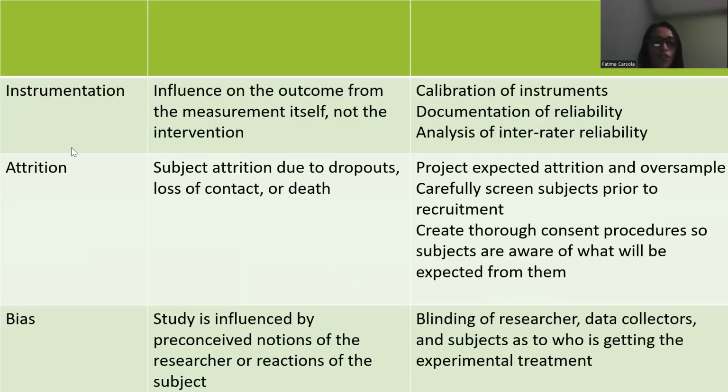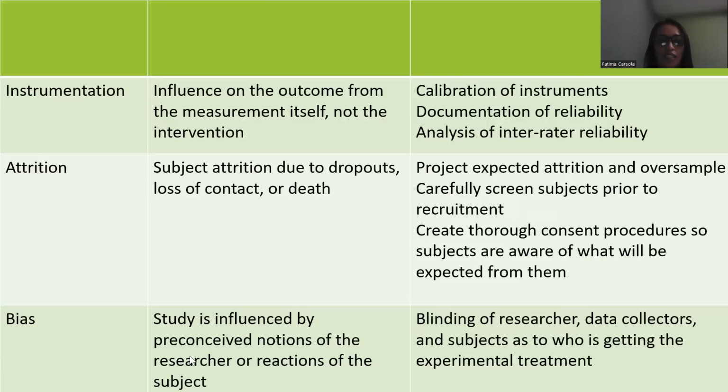And instrumentation, influence on the outcome from the measurement itself, not the intervention. So what will you do? You have to calibrate the instrument, document the reliability, and analyze the inter-rater reliability, as we have mentioned last time. Attrition: subject dropouts, loss of contact. You have to project expected attrition and oversample, carefully screen subjects prior to recruitment, and create a thorough consent procedure so subjects are aware of what will be expected from them.